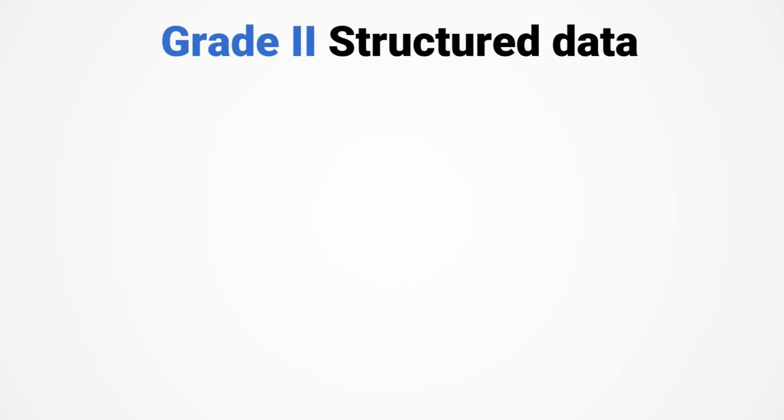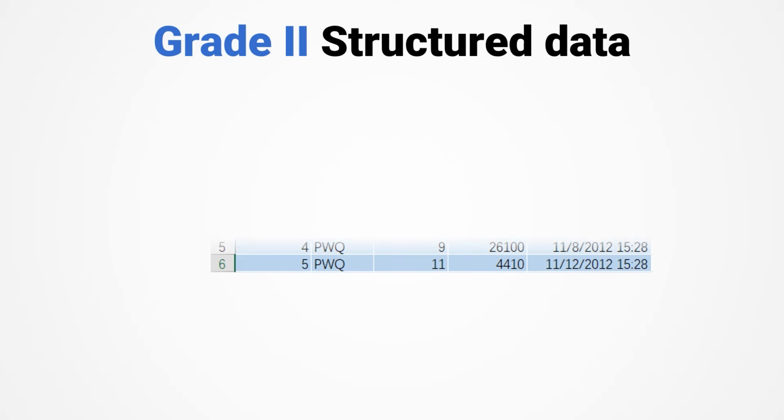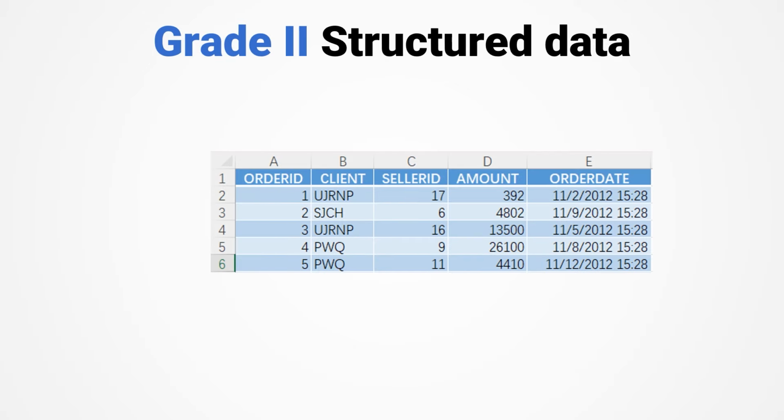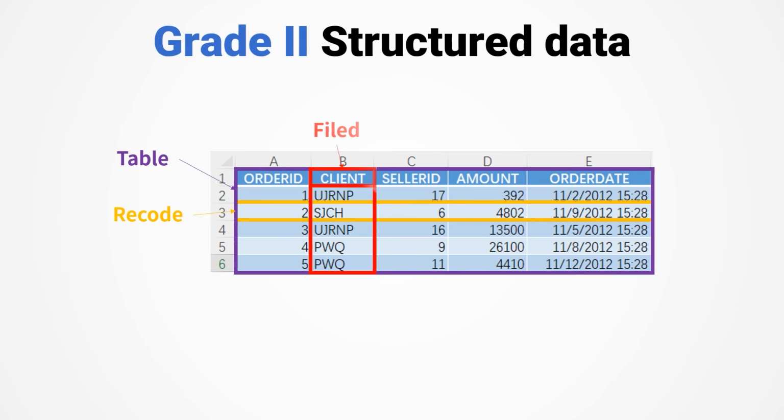To apply what you have learned, you need to learn the content of grade 2, which is structured data and related operations. Most tasks in your daily work involve data in Excel spreadsheets. It has a name called structured data. Each row of the table is called a record, and each record has the same attributes, which are called fields. The entire table is a set of records. The operation of structured data refers to the operation of these tables, including filtering, grouping, join, and so on.